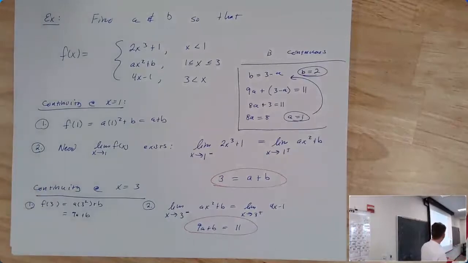Basically, just equate the limit at the two endpoints such that the left and the right side are equal. Yeah, because the limit has to exist at every point in this function, specifically at x equals 1, x equals 3. Other questions about this?